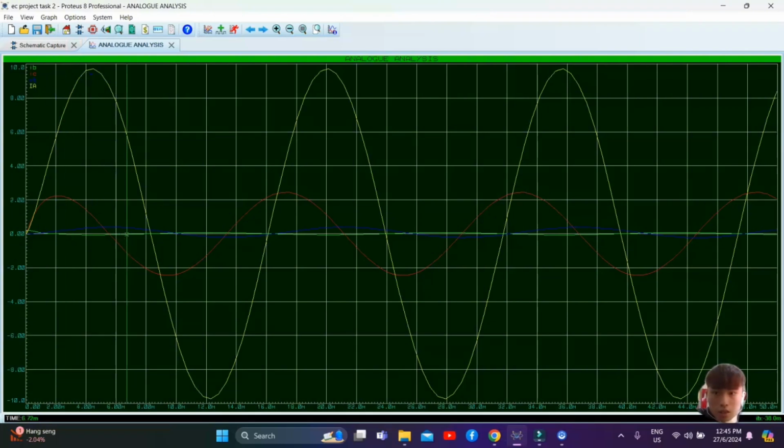So this is the frequency waveform. The result when we simulate will come out like this. So this is my presentation. Thank you very much.